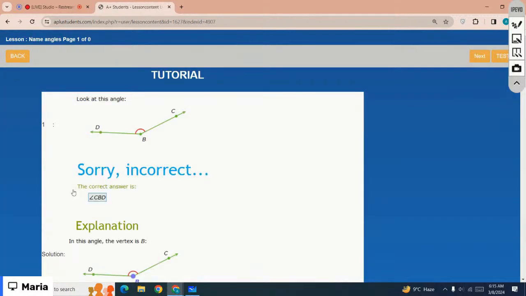Okay, look at this angle. You have to name the angle. So that is the vertex because that connects two lines, so that would always be in the middle. You can either write CBD or DBC, but B is in the middle because B is the vertex. Let's just start with the test questions.